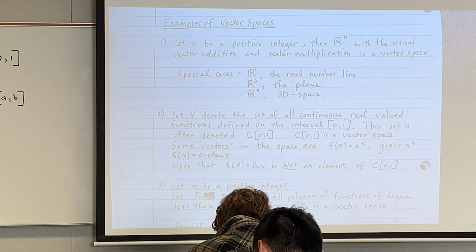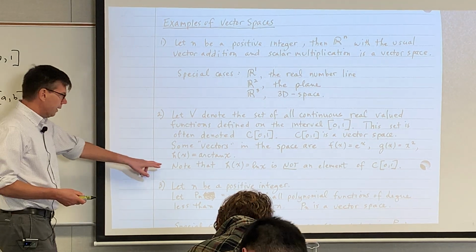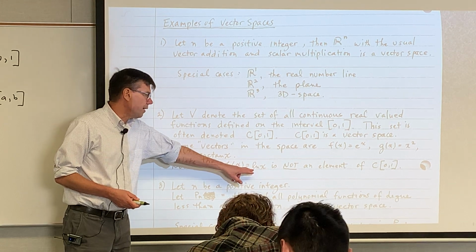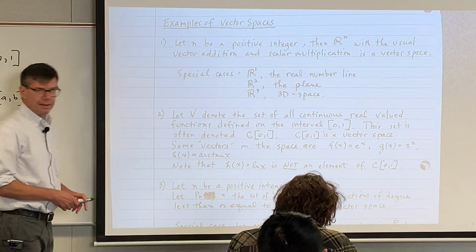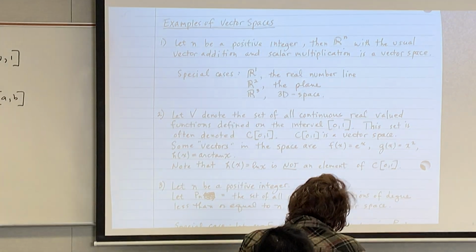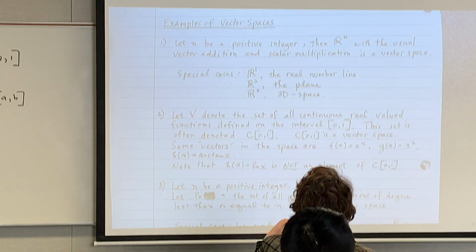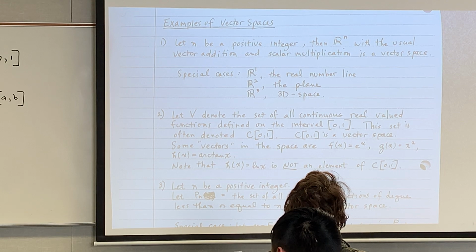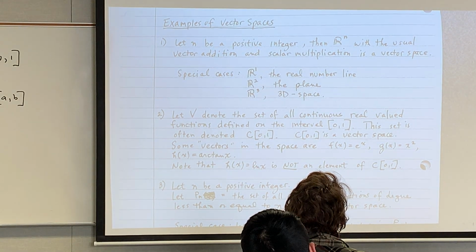It's not any old function, right? Just to contrast things a little bit, note that the function ln of x is not an element of that vector space, because you know very well that ln of x is not continuous at 0. It has that vertical asymptote at 0.